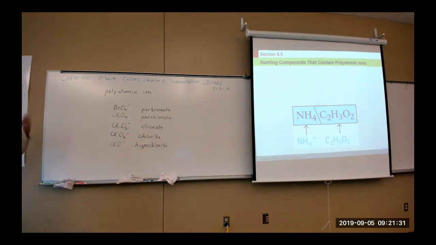So by using that convention, we can build 4, 8, 12 polyatomic ions just like that. Iodate, iodide, hypoiodite. Okay, so that works with these 3.